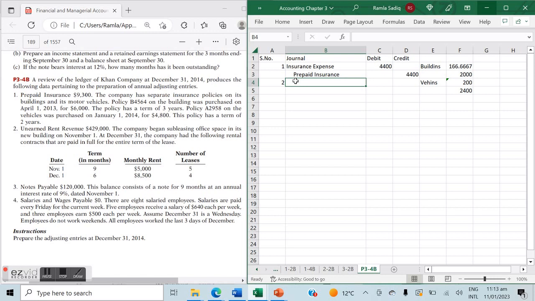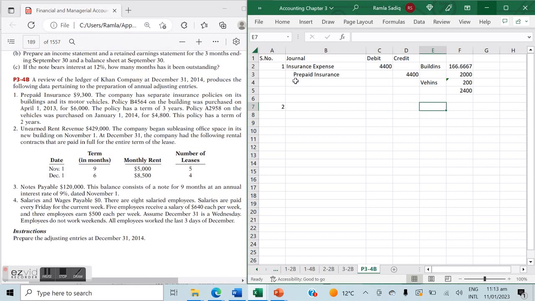Okay, so entry number 2. Entry number 2 here is unearned rent revenue of $429,000. The company began subleasing office space in its new building on November 1st. November 1st just means 2 months ago. At December 31st, the company had the following rental contracts that are paid in full for the entire term of the lease. I'm going to move this down just a little bit so that we can do the working in front of it.